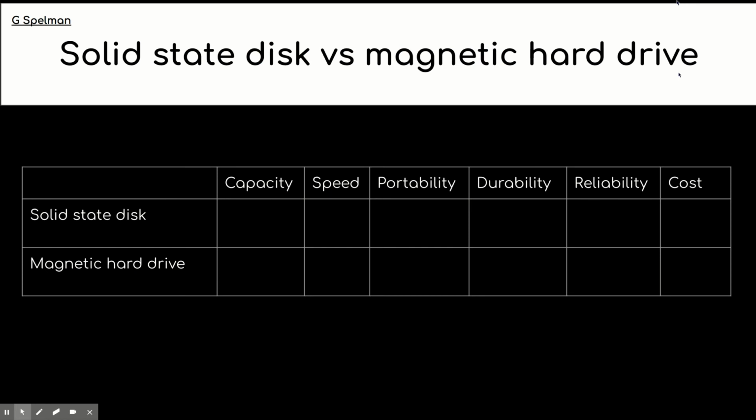I would suggest now that you pause the video and have a go at filling in this table. So you're basically rating one device over the other based on these different criteria. And now I'm going to put up the answers.